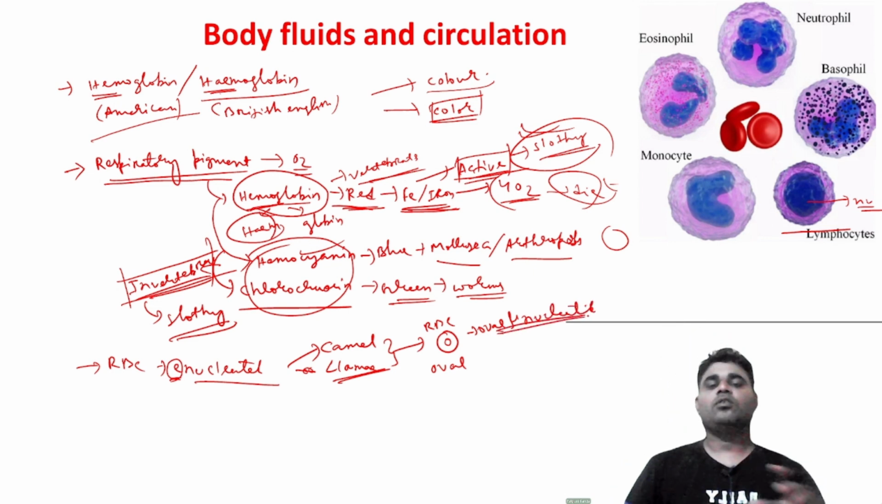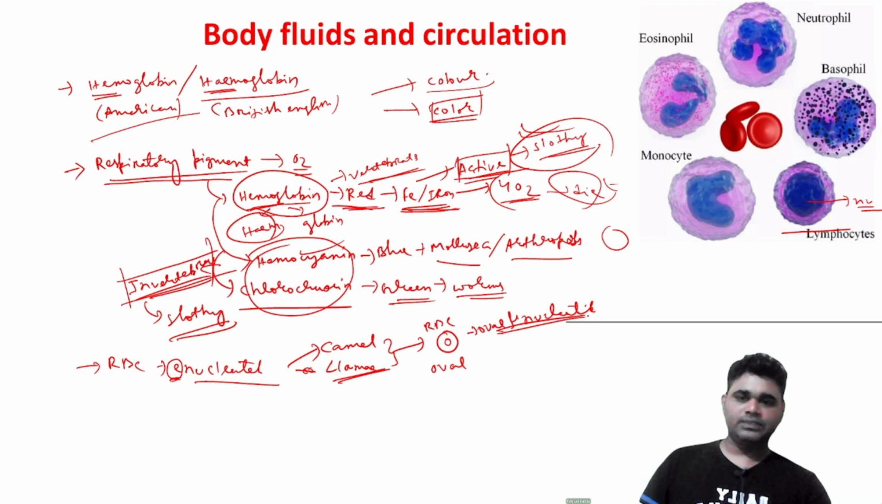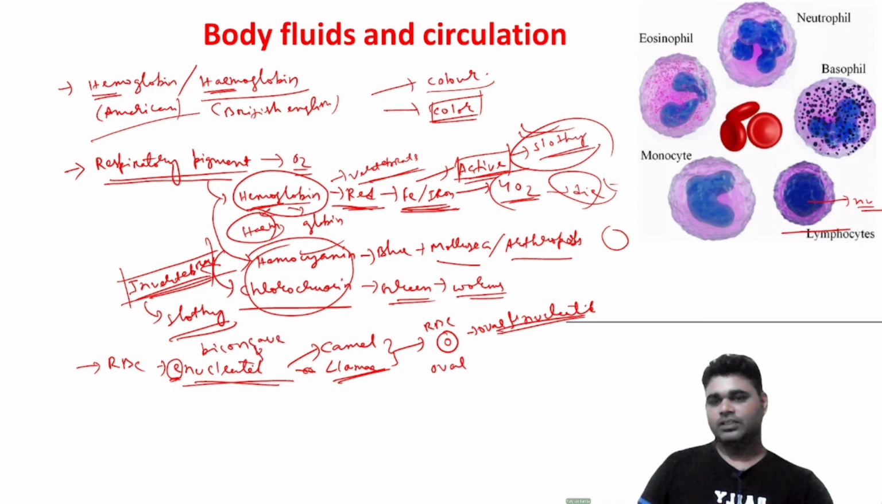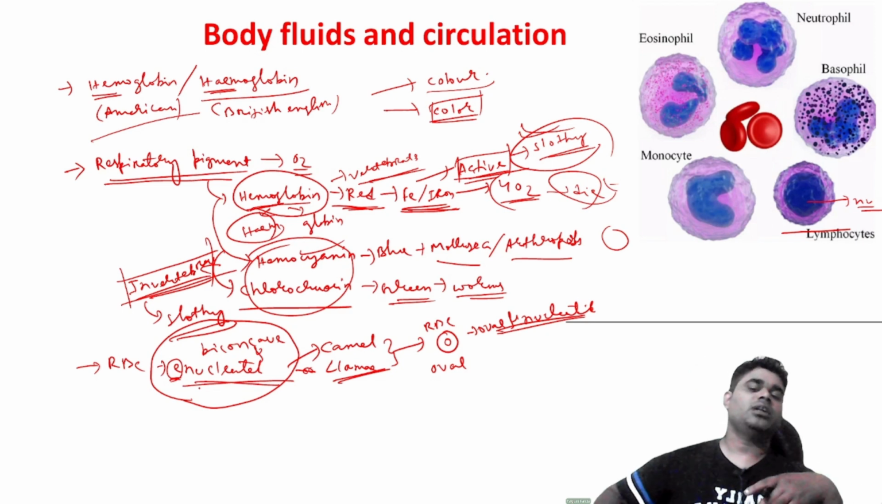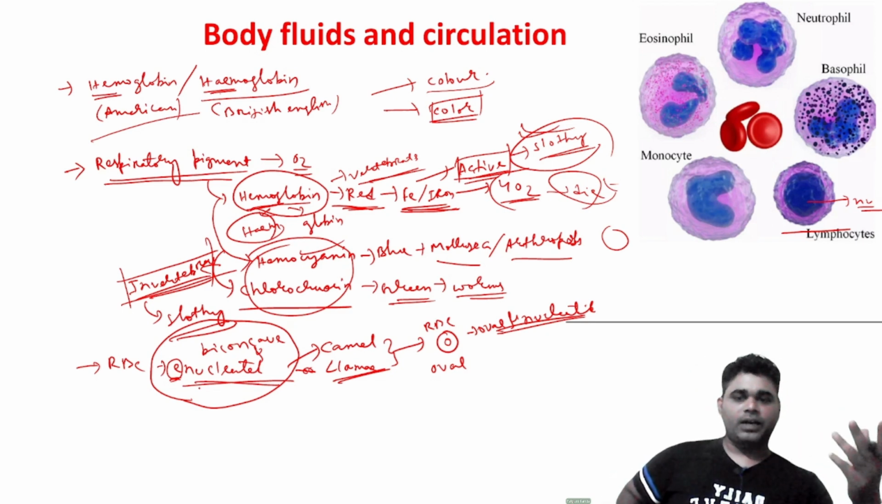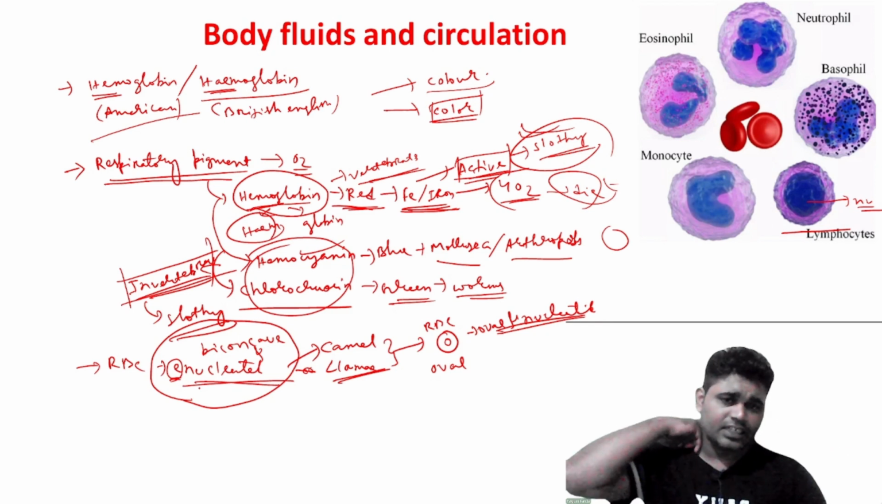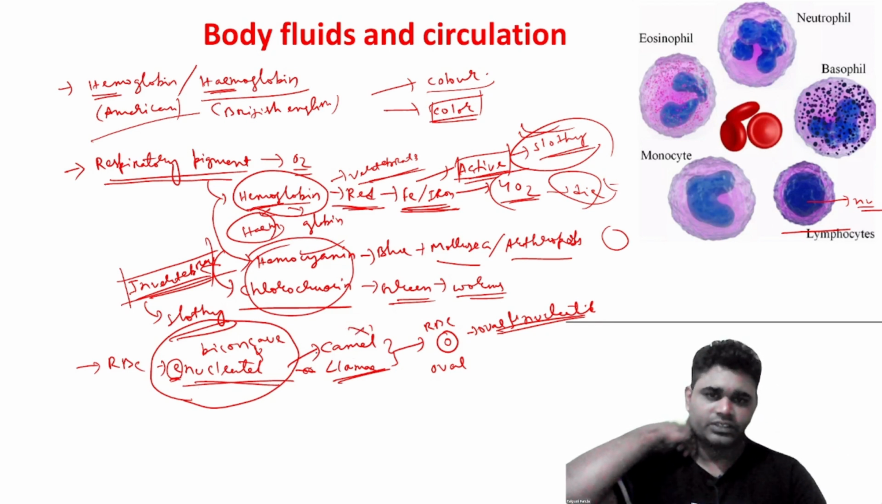While in other organisms or other animals the RBC is enucleated and the shape is biconcave. For example, in human beings the RBC is biconcave and enucleated, while the RBC of the camel and the llama are oval and nucleated. These two are the exceptions.